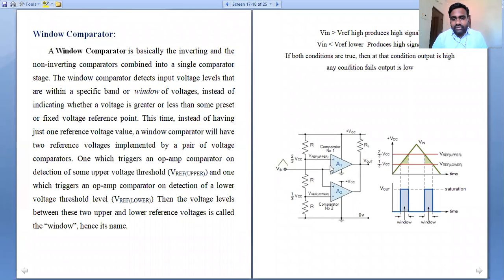The input voltage is connected to the inverting terminal of A1, and next the input voltage is again applied to the non-inverting terminal of A2. That means we are using a combination of an inverting comparator and a non-inverting comparator, both of them. So how do we apply the reference voltage? The reference voltage is taken from the biasing supply voltage plus VCC.